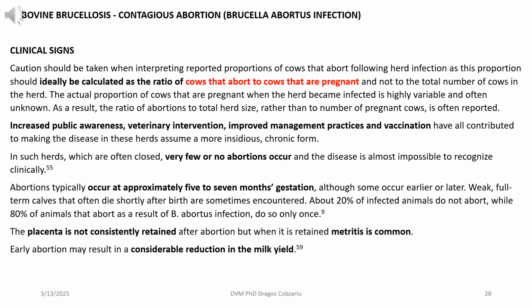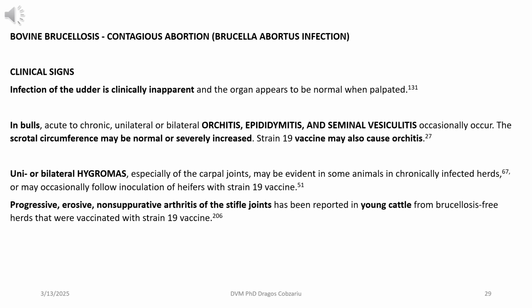The placenta is not consistently retained after abortion, but when it is retained, metritis is common. Early abortion may result in a considerable reduction in the milk yield. Infection of the udder is clinically inapparent and the organ appears to be normal when palpated. In bulls, acute to chronic, unilateral or bilateral orchitis, epididymitis, and seminal vesiculitis occasionally occur. The scrotal circumference may be normal or severely increased. Strain 19 vaccine may also cause orchitis.